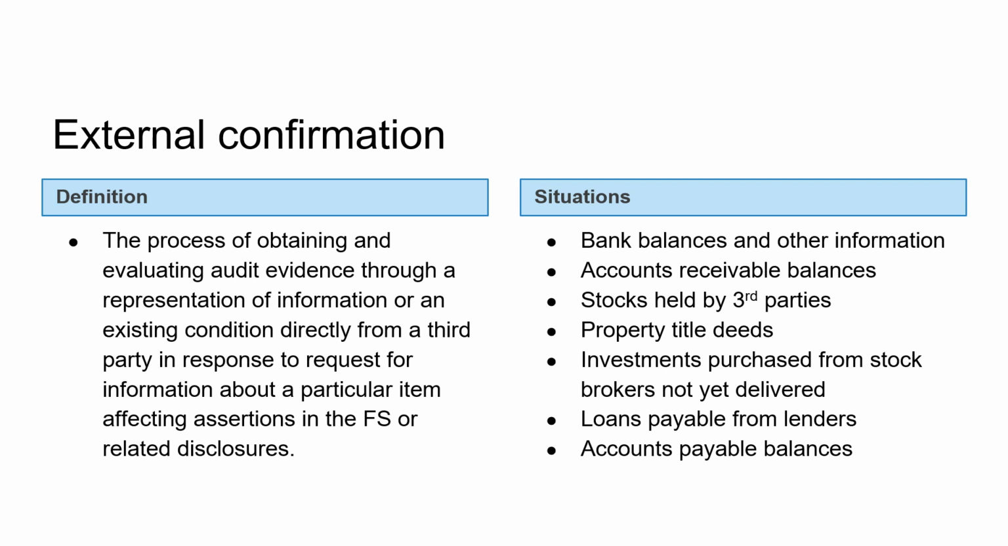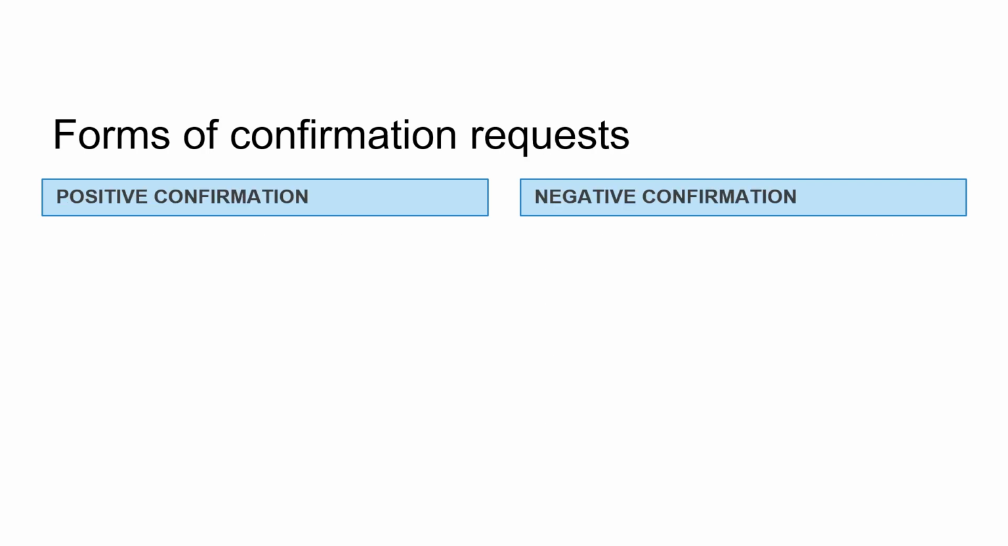These are situations whereby external confirmation is ordinarily used, like for example, confirmation with bank balances and other information. We normally confirm as well accounts receivable. Okay. Then stocks held by third parties, property title deeds. We can also confirm investments that are still in the hands of the stockbrokers. We can also confirm liabilities like loans payable and accounts payable. So these are just some of the situations where confirmations may come in handy.